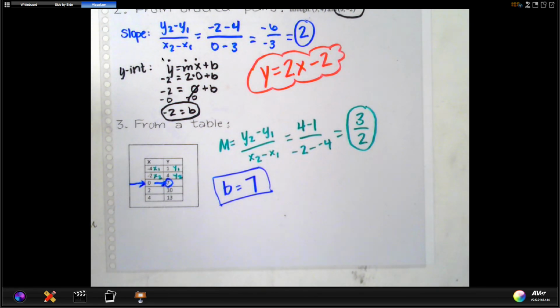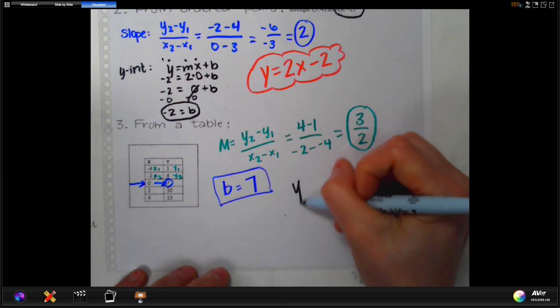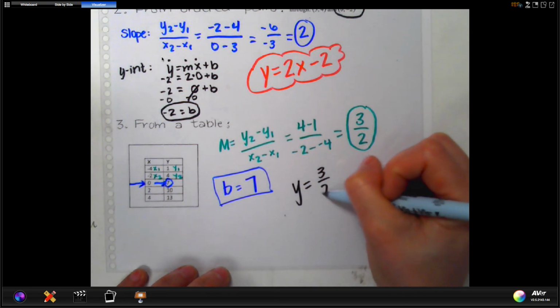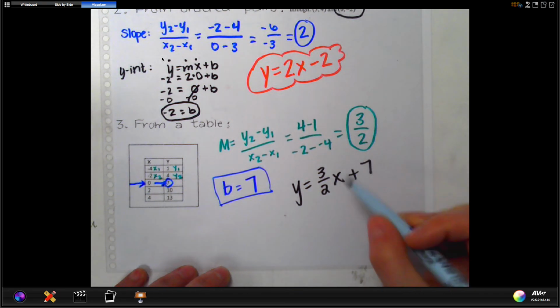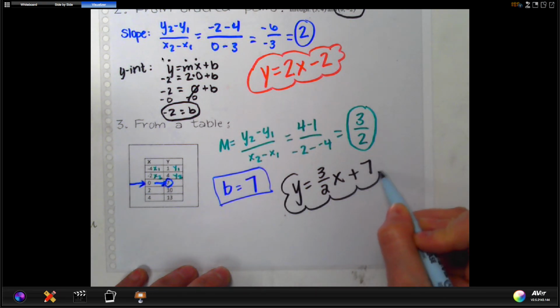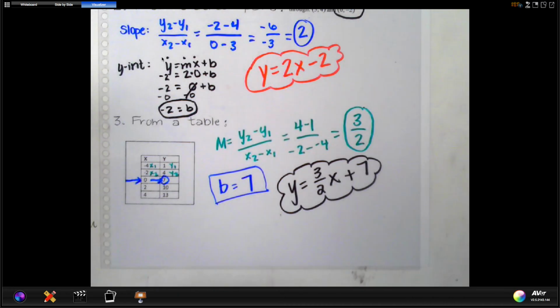And our final answer would be y equals 3 over 2, our slope, x, plus, since it's positive, 7. And this is our equation in slope-intercept form from the table. Okay, hopefully you find that helpful as a review.